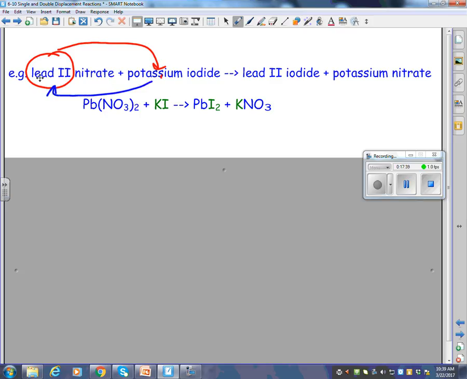Lead 2 nitrate. Lead 2 means it's the lead with a 2 charge. Nitrate is on that polyatomic sheet that I gave you, NO3. It's a charge of -1, so you need 2 of them. Potassium iodide, K and I. PbI2 is lead 2 iodide. Lead 2 is a charge of 2. Iodide is a charge of 1, so that's why you need 2 iodines. KNO3, K is a +1, NO3 is a -1.